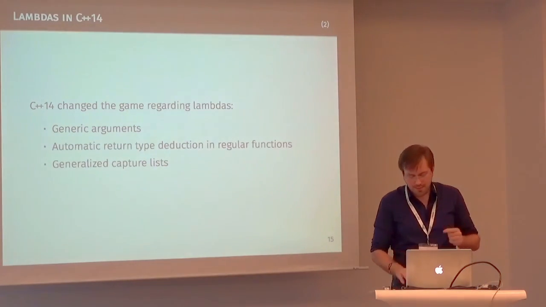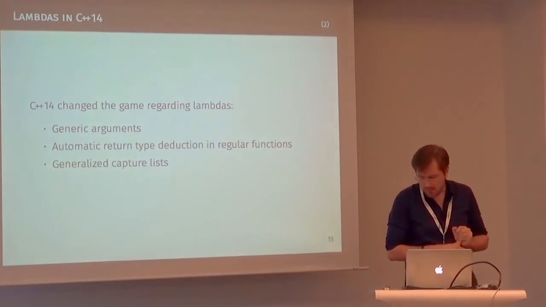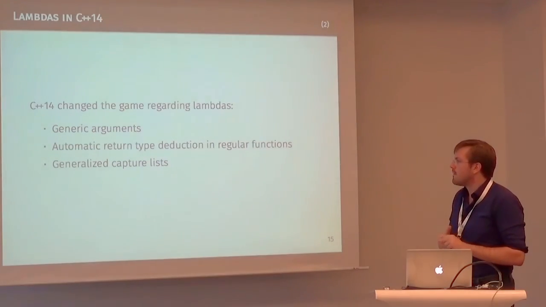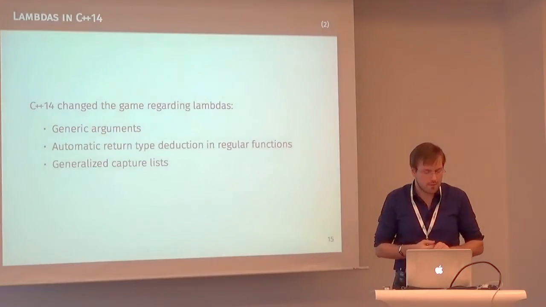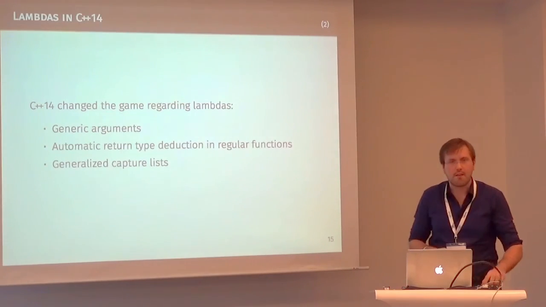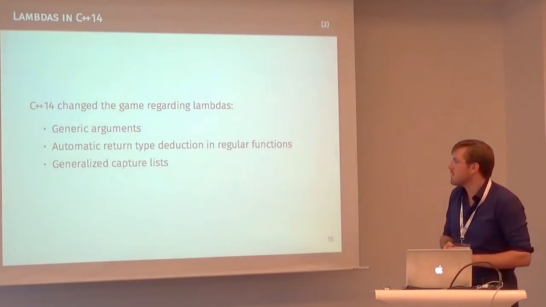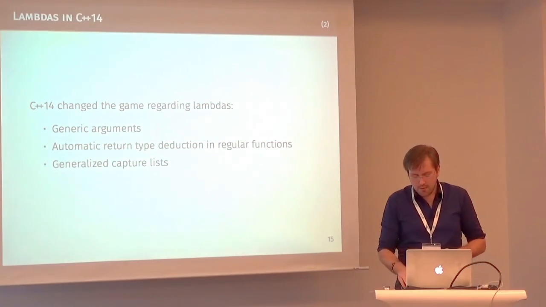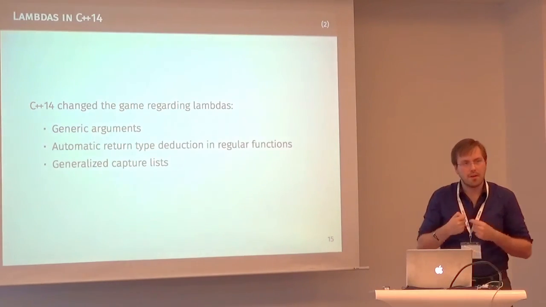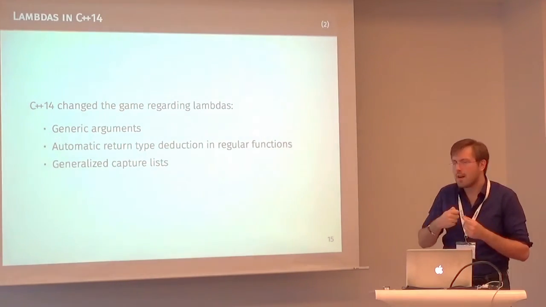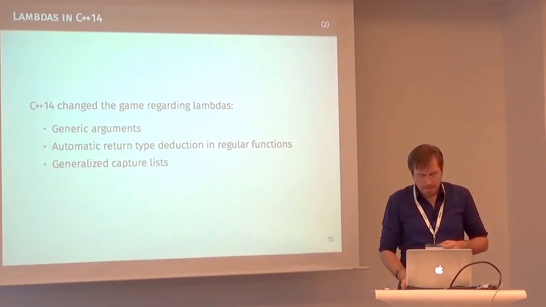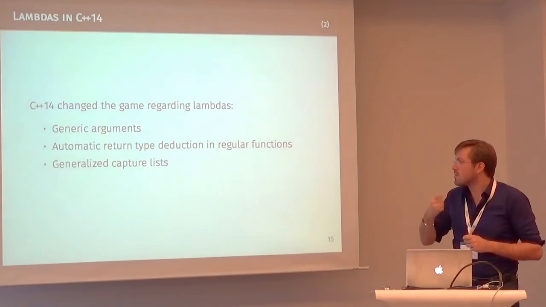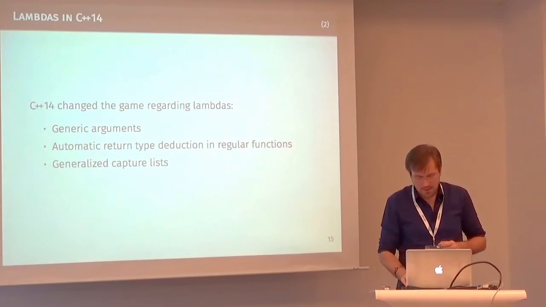in regular functions, and generalized capture lists, which are very important from a memory management perspective, because functional programming languages often have garbage collectors. In C++, we don't have a garbage collector, so the ability to pass around smart pointers when we capture variables is important, and being able to capture variables by move is important to be able to capture unique pointers, okay?